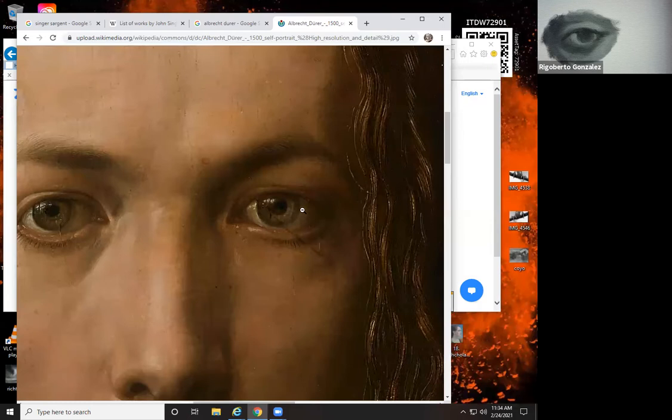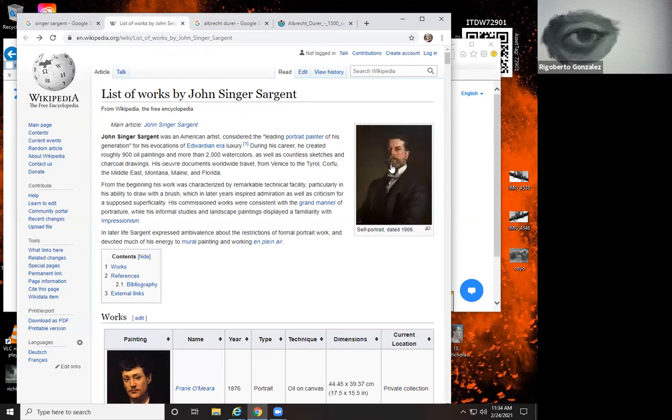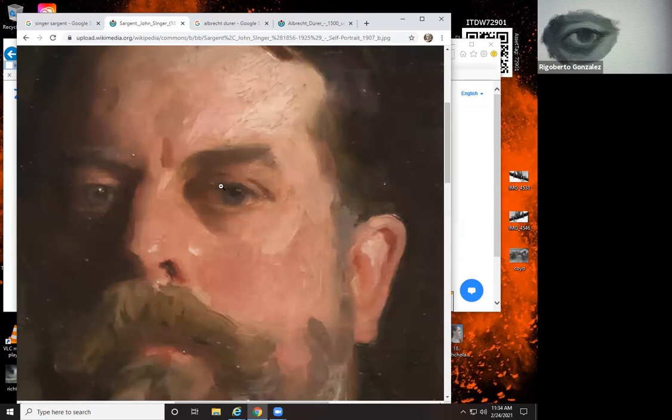This is closed form, because, you know, look at the iris and the pupil here, very clearly drawn with very identifiable boundaries. The eyelids as well. Everything is clearly described. And then you have Sargent, which is great. Compare the two. Look at that guy. Look at this.